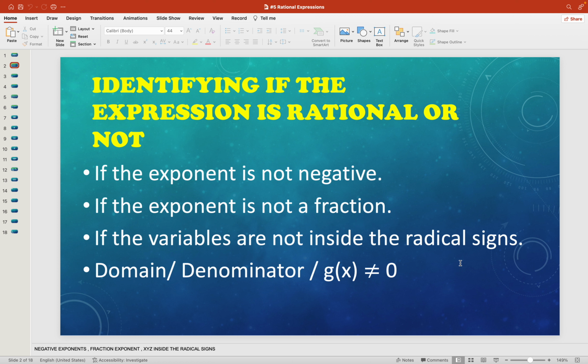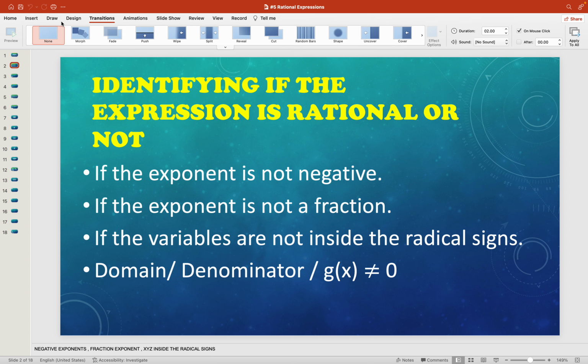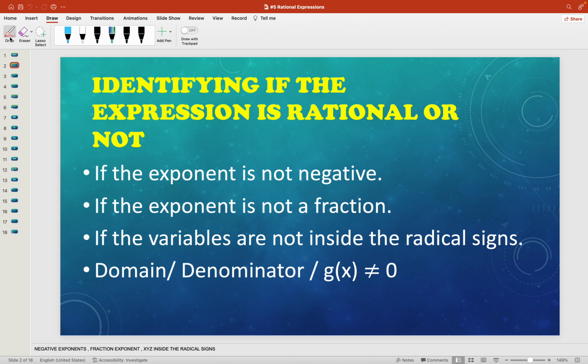So it should not be equal to 0 because, let's have an example, if we have 3 apples divided by 0, this is not possible. So that is what we call undefined. Undefined happens when the value of the denominator, or the g of x, is equal to 0. So when the g of x, or the denominator, is equal to 0, then it is not rational.